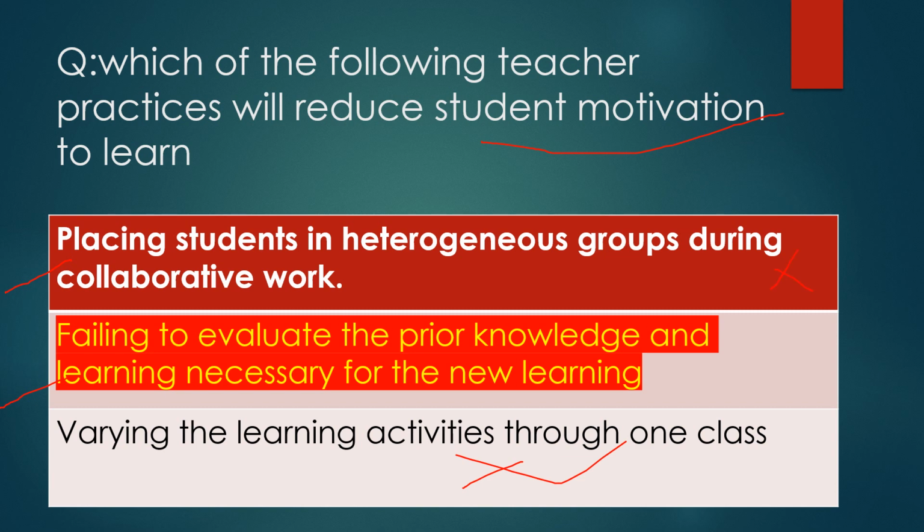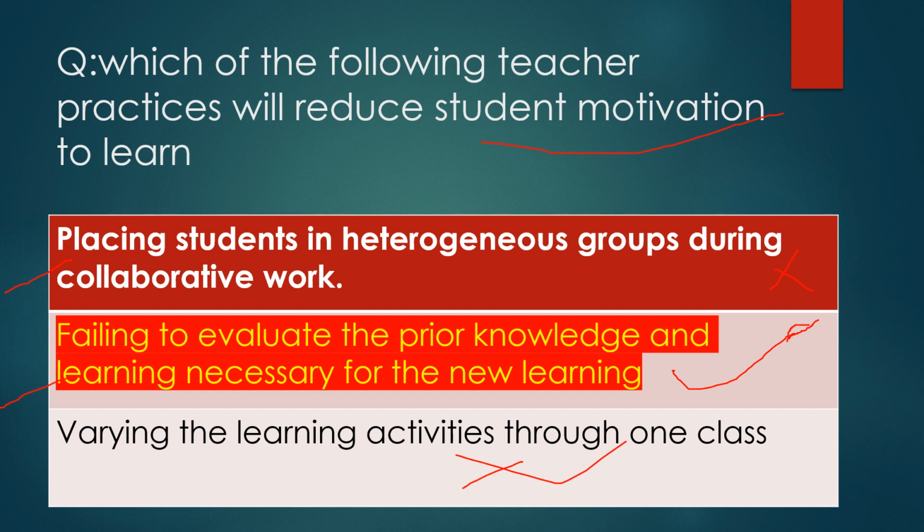If you look at this option, failing to evaluate the prior knowledge and learning necessary for the new learning, this will reduce student motivation definitely, because you haven't checked the level of the student. You have to elicit. You know, there is a term called eliciting. For example, if there is an above average student, and you are starting, let's say I'm an English teacher, so I'll ask questions about English.